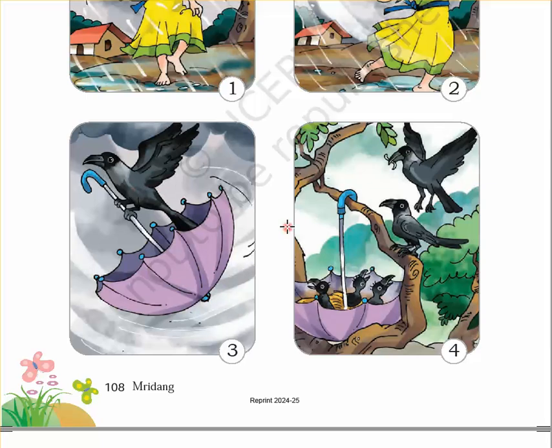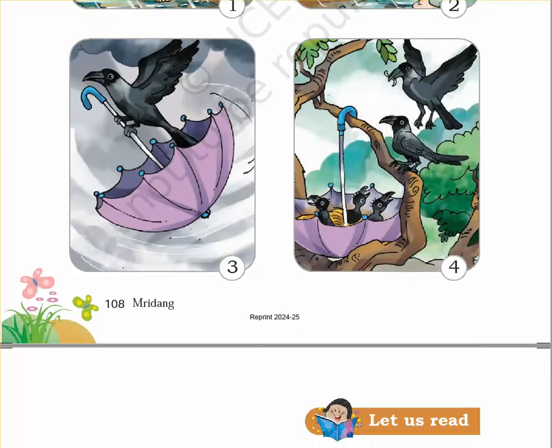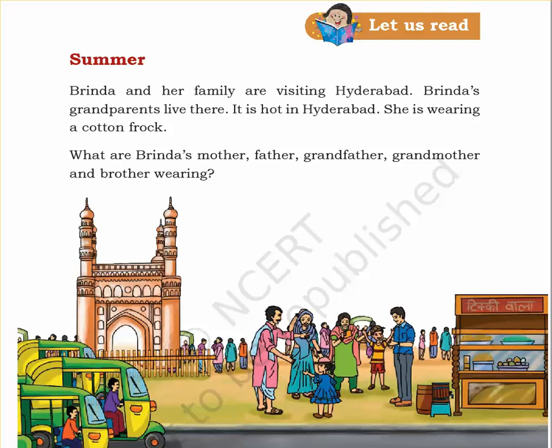and then in the last picture we can see the crow used that umbrella to make a kind of a nest and to keep its children there and feed them. So this is a story which we can see in the rainy season. Now let's move on to the next activity.